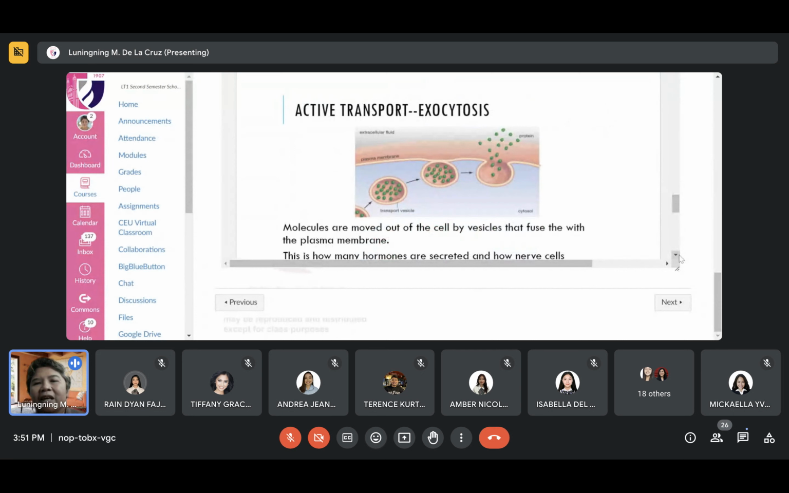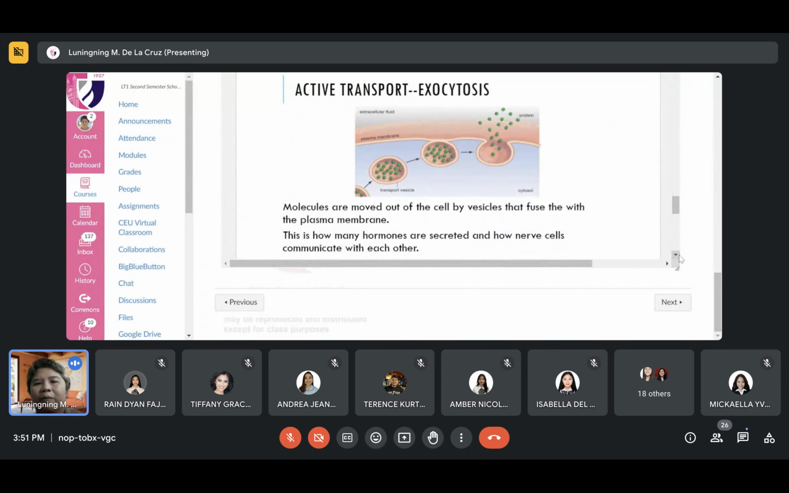So in the active transport, we have what we call exocytosis. So what is exocytosis? Molecules are moved out here. You see here, it is moving out of the cell through a vesicle that fuses with the plasma membrane here. This is how many hormones are secreted and how nerve cells communicate with one another.